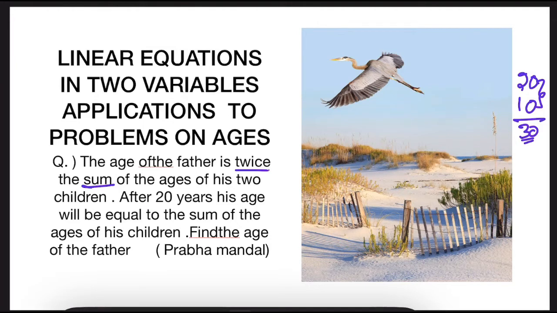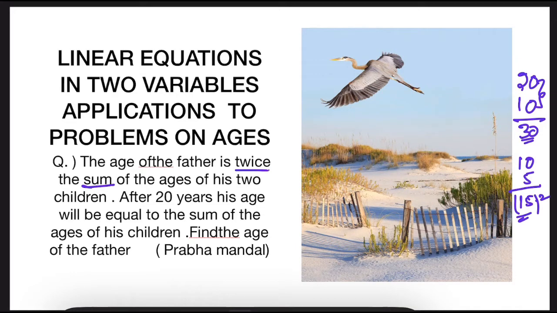So if you ask the children what their ages are, one child will say I am 10 years old, another will say I am 5 years old. So both have 15 years, and the father's age will be twice this, 15 into 2, that is 30. This condition he has given in the first information, and we have to change it into a linear equation.